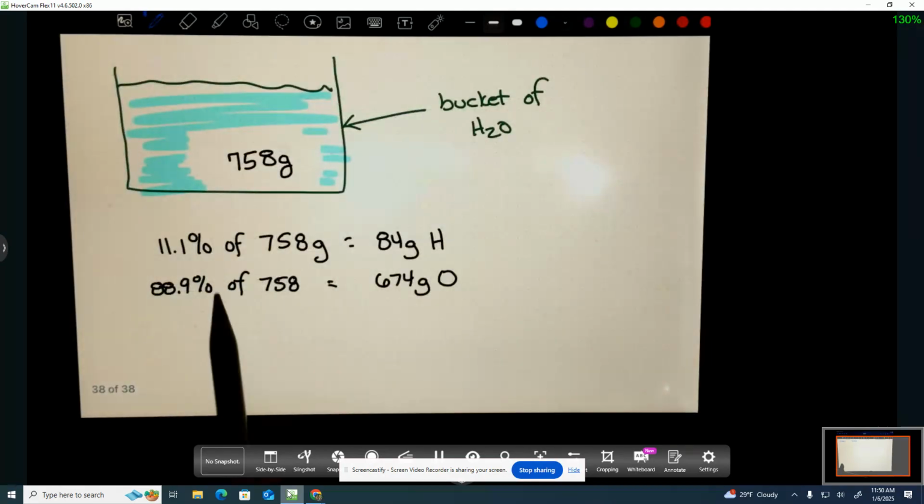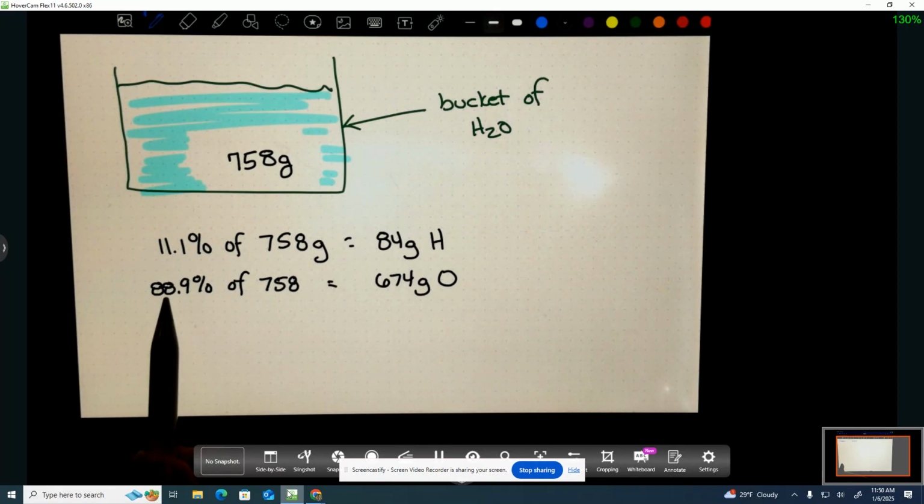Oh, okay. So how do you find the percent of another number? Whenever you see the word of, you're going to multiply. So 88.9% of 758 grams, you're going to take 88.9, change it to a decimal, 0.889, and multiply it by that number. Anytime you see the word of, you're multiplying.